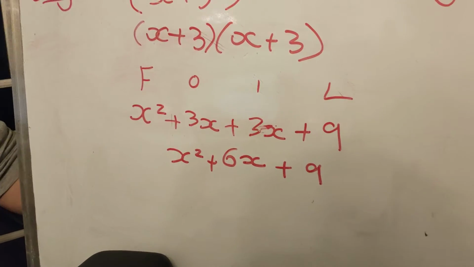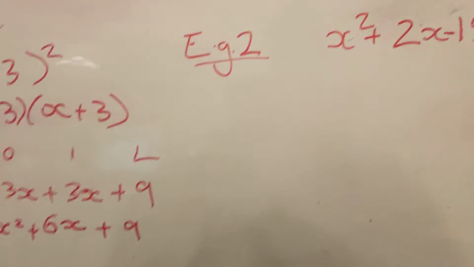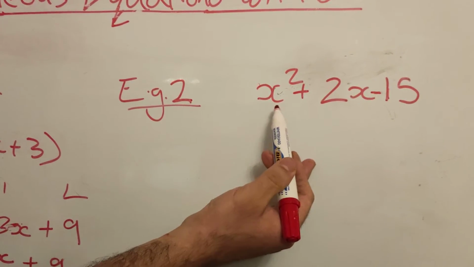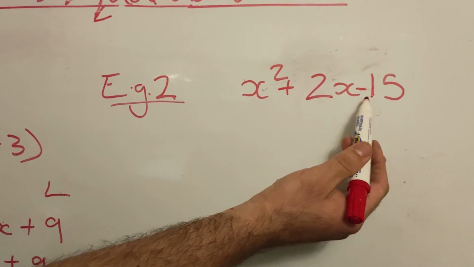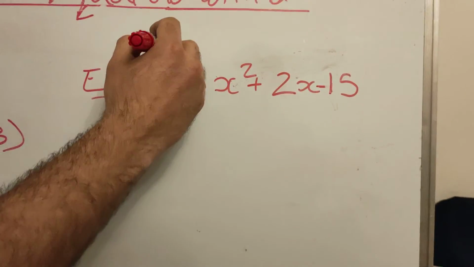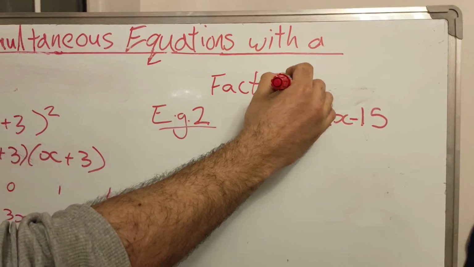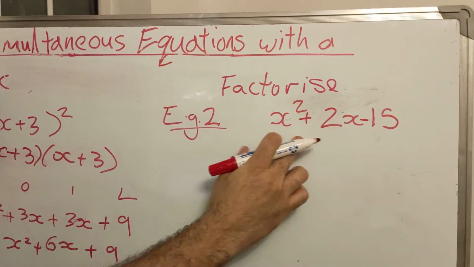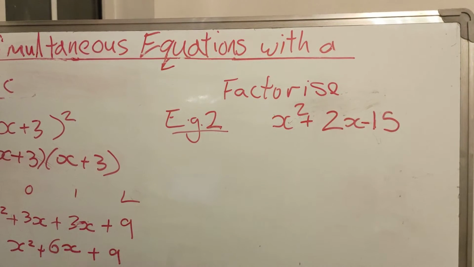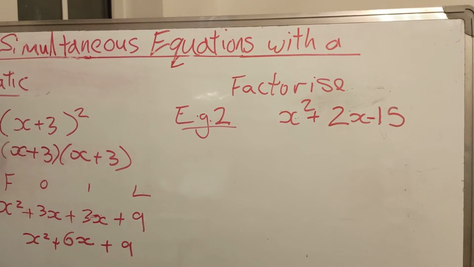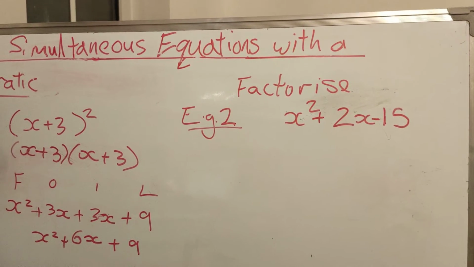Right, let's go over to example 2. So x squared plus 2x take away 15. I'd like you to factorise this expression. Okay, pause your video, have a go, and unpause when you're ready.